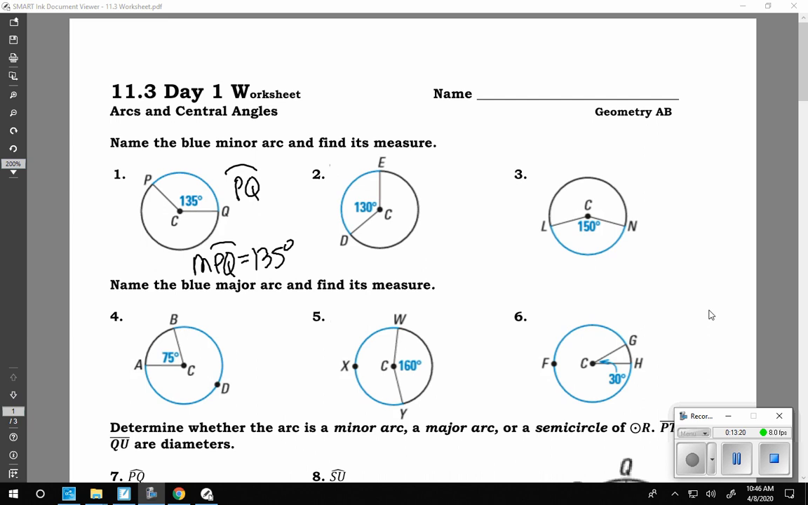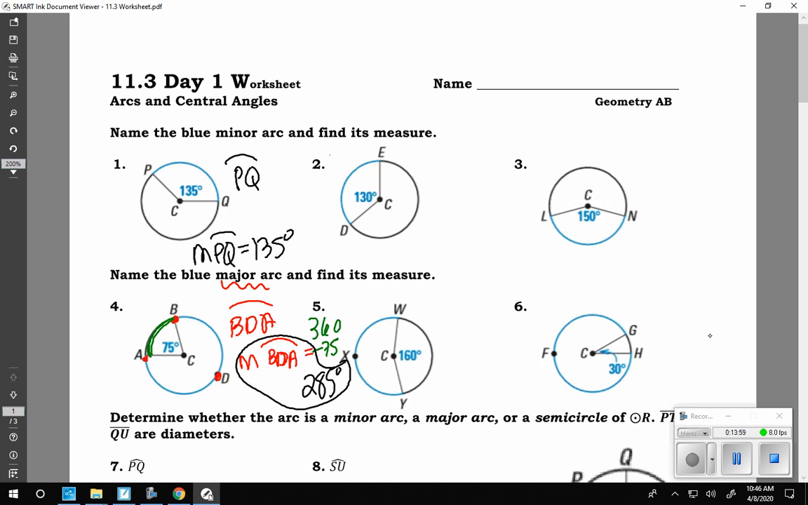Okay. And then let's look at number 4. So name the blue major arc. So remember, you need 3 letters. So B, D, A. So arc BDA. And then we want to find the measure of arc BDA. Well, if this here is 75 degrees, then we need to do 360 minus 75 degrees, which is 285 degrees. So the measure of arc BDA is 285 degrees. So remember, you need to do 360 minus the minor arc.